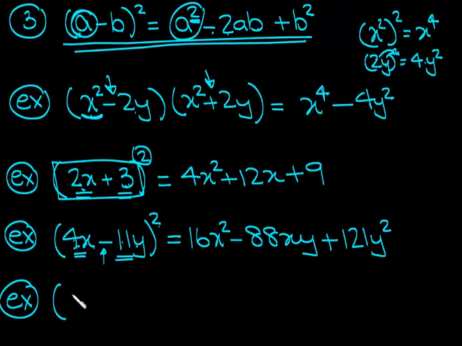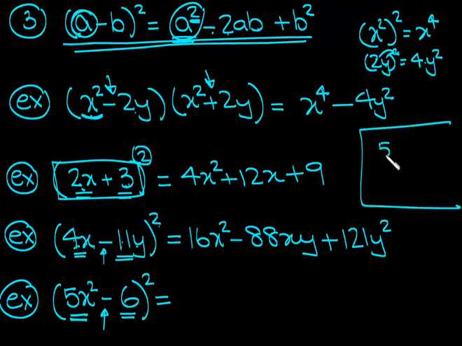Let's say you have 5x squared minus 6, the whole squared. Again, it's a binomial. It's got two terms, and I'm squaring it with a negative in the middle. So what do we do? We start by taking the square of the first term. So let's do that on the side here. I have 5x squared, the whole squared. I want to square that. So 5 squared is 25. x squared squared, you multiply those, so you get x to the 4th. So we get 25x to the 4th.